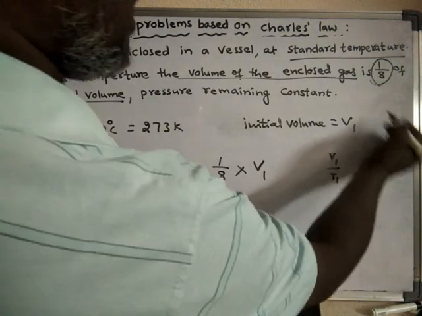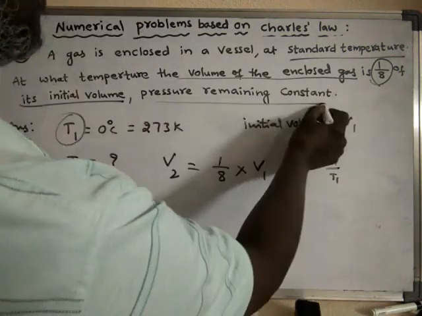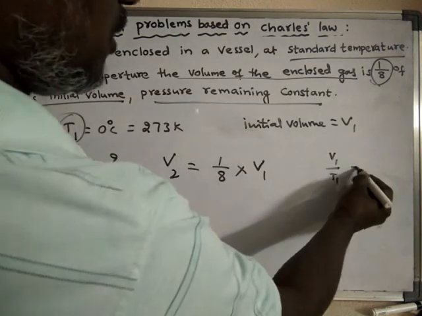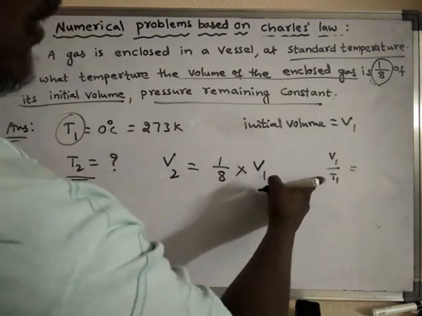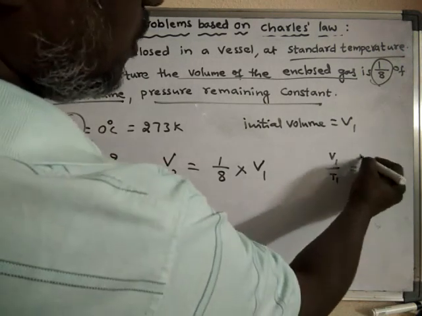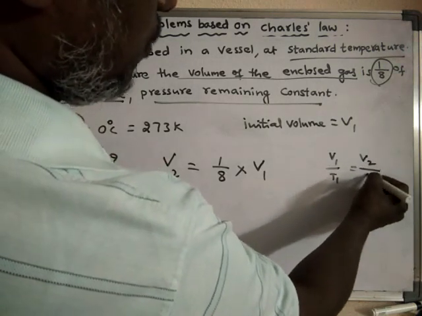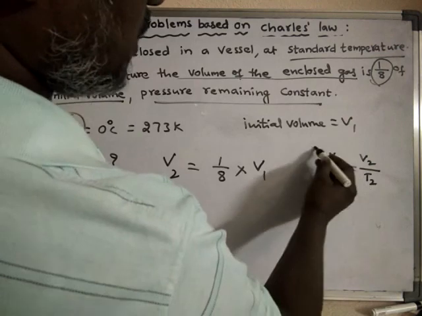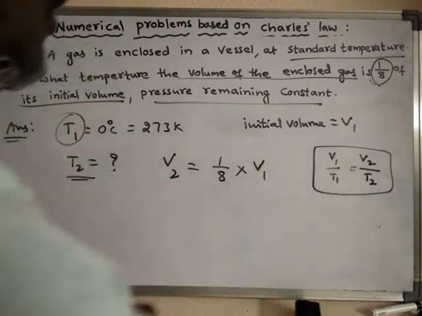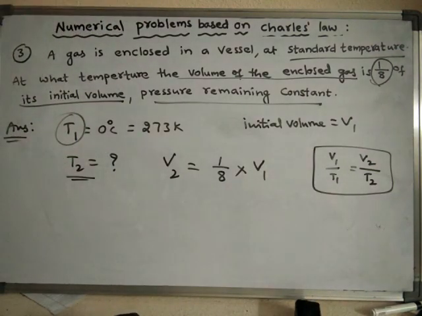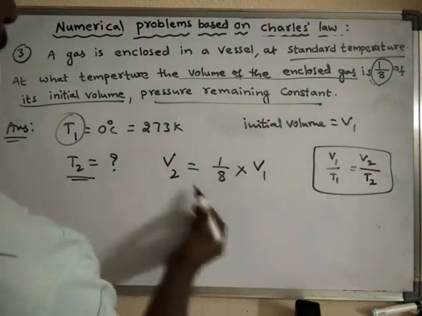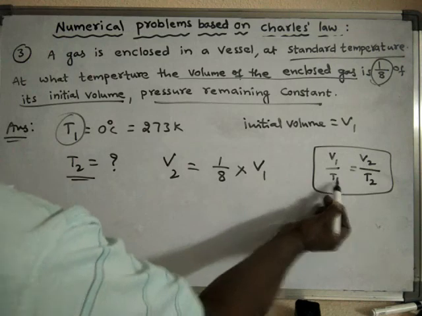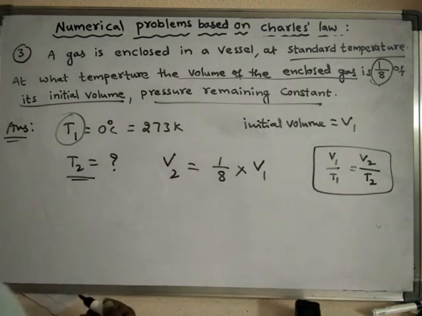As pressure is remaining constant, the ratio of initial volume and initial temperature will be equal to the ratio of final volume and final temperature. So this is Charles law equation. Initial volume is V1, final volume is 1 by 8 into V1. T1 is 273 and T2 we have to find out.